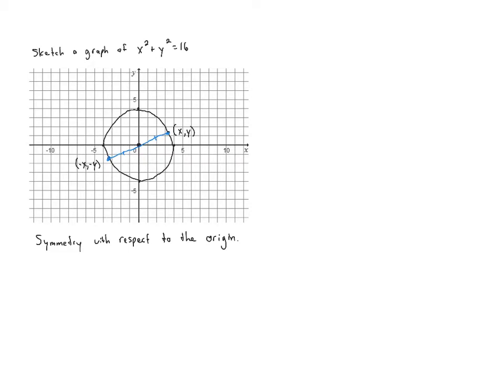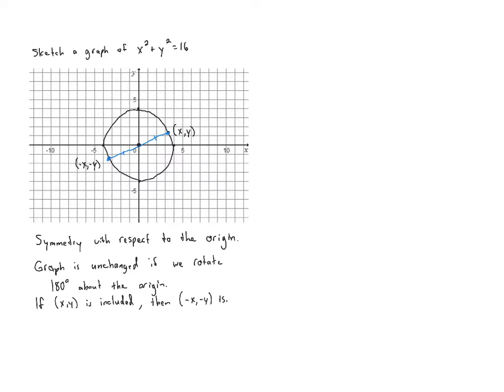Now, the other symmetries had a property that said the graph was unchanged if we reflected across the x-axis or the y-axis. We're going to have something a little bit different here. In this case, the graph is unchanged if we rotate 180 degrees about the origin. That is interesting. We're rotating now instead of reflecting. Now here, if the point x comma y is included in the graph, then the point negative x comma negative y is as well.